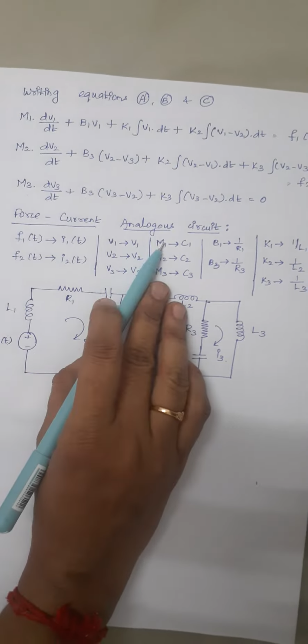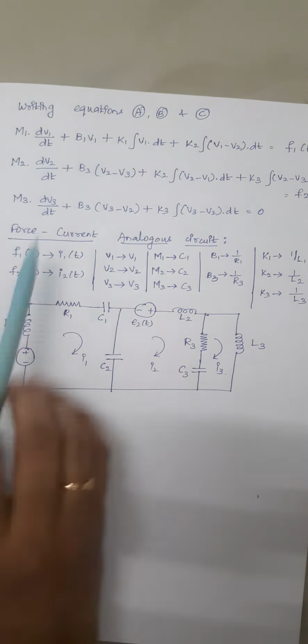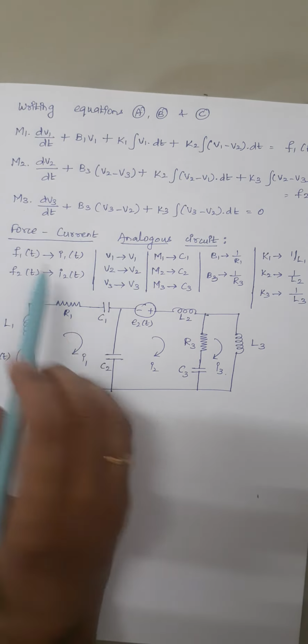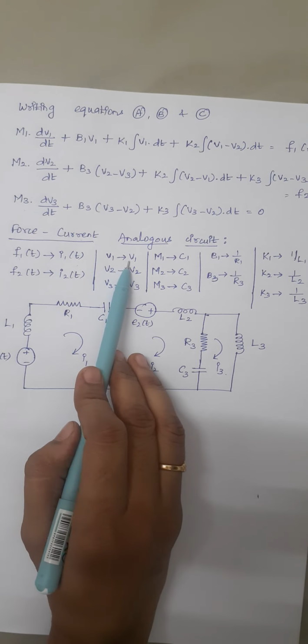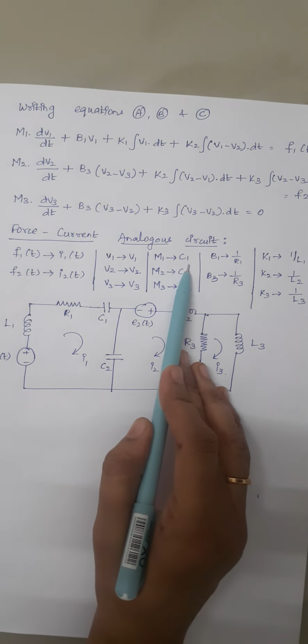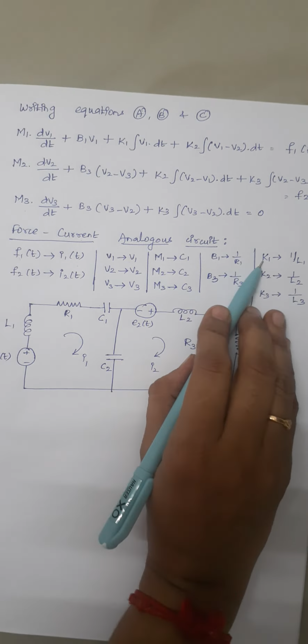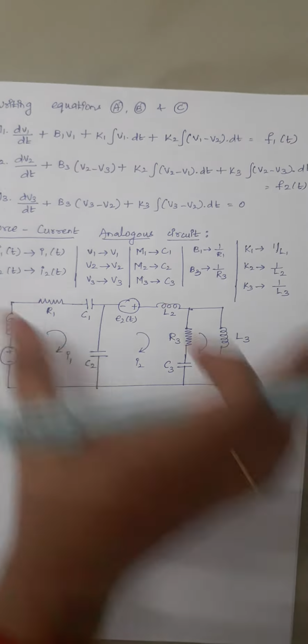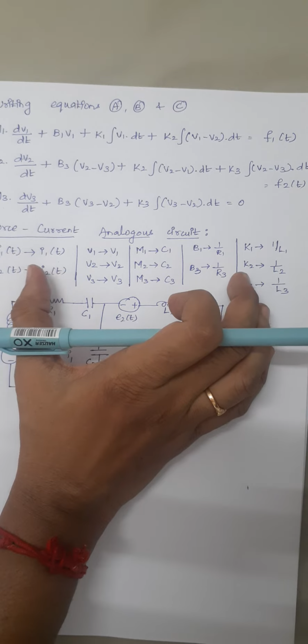So this is our force current analogous circuit. Again, these are all the first expressions A, B and C, that is, expressions in terms of velocity. Here, from these expressions by the force current analogy, the force will be represented as current, voltage will be represented as the same voltage, masses will be in terms of capacitors, dashpots in terms of resistors, and springs as inductors. Right. So these are all things we already know. I had made a separate video on this, you can watch.